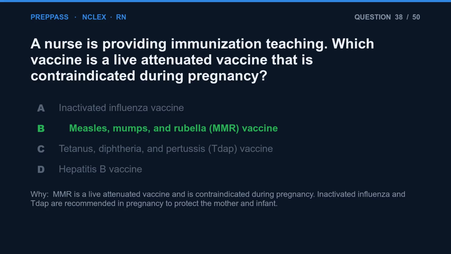The correct answer is B. MMR is a live attenuated vaccine and is contraindicated during pregnancy. Inactivated influenza and Tdap are recommended in pregnancy to protect the mother and infant.